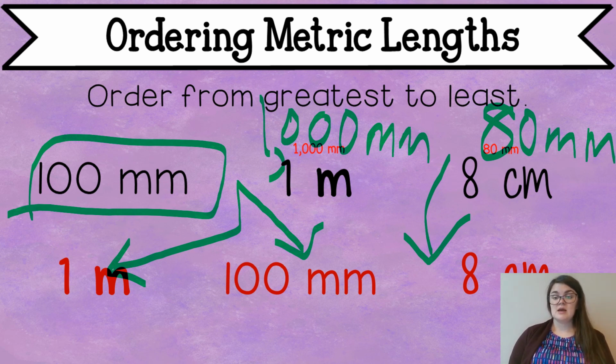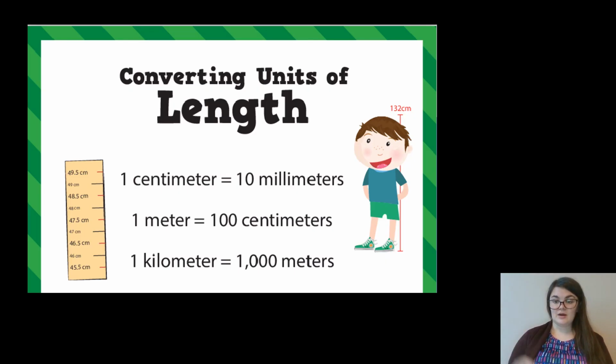Now we are going to look at one more final example poster and then our lesson will be over. This is our final review on metric length. Converting units of length, we can think about the units that we've learned. We've learned about centimeters, meters, kilometers, and also about millimeters. So I know that 1 centimeter is the same as 10 millimeters, 1 meter is the same as 100 centimeters, and 1 kilometer is the same as 1,000 meters.